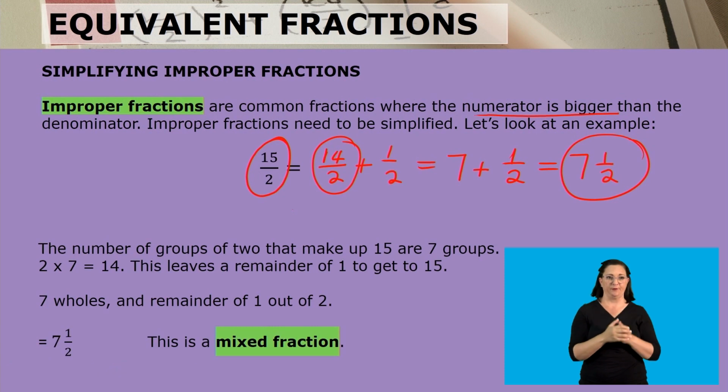So the number of groups of 2 that make up 15 are 7 groups. That is 2 multiplied by 7, which is equal to 14. This leaves a remainder of 1 to get to 15. So 7 wholes and the remainder of 1 out of 2, which is 1 half, that gives us 7 wholes and 1 half. And we call this a mixed fraction. Why do we call it a mixed fraction? That is because it consists of a whole number and a fraction.